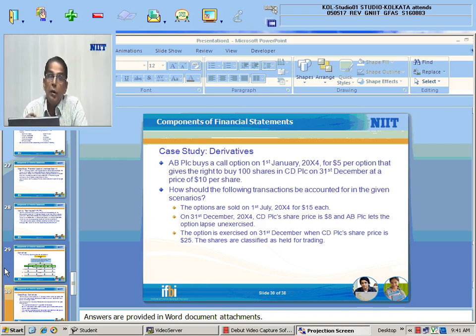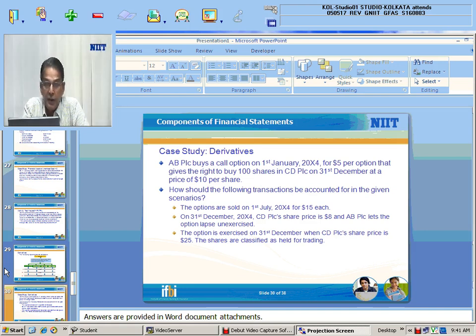So the holder of the contract sells the contract. When he finds that the price of the contract itself has gone up, he can sell the option contract to another buyer by charging him $15. So this is one scenario.